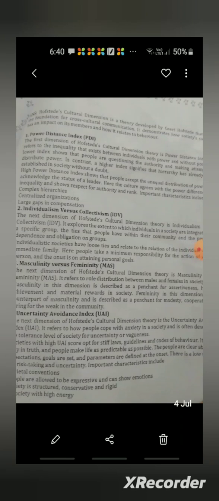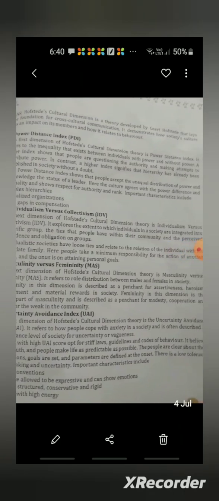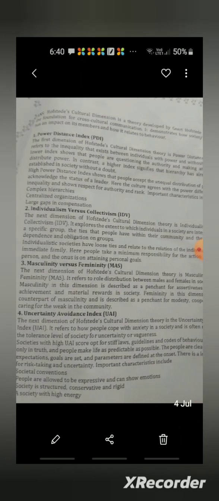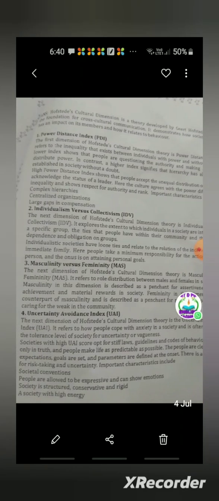Alright, so Hofstede's cultural dimension is a theory developed by Hofstede that lays the foundation for cross-cultural communication. It demonstrates how a society's culture has an impact on its members and how it relates to behavior.